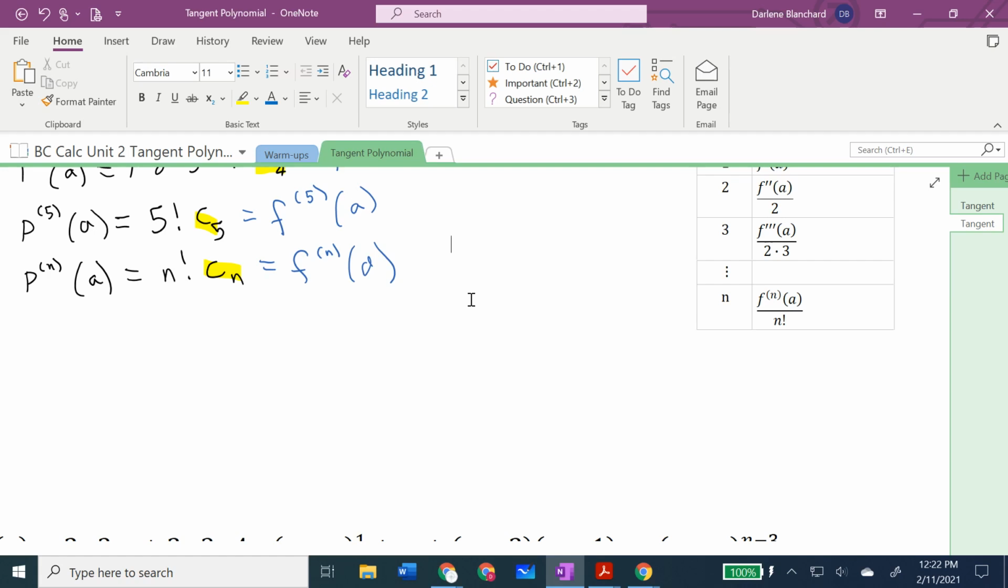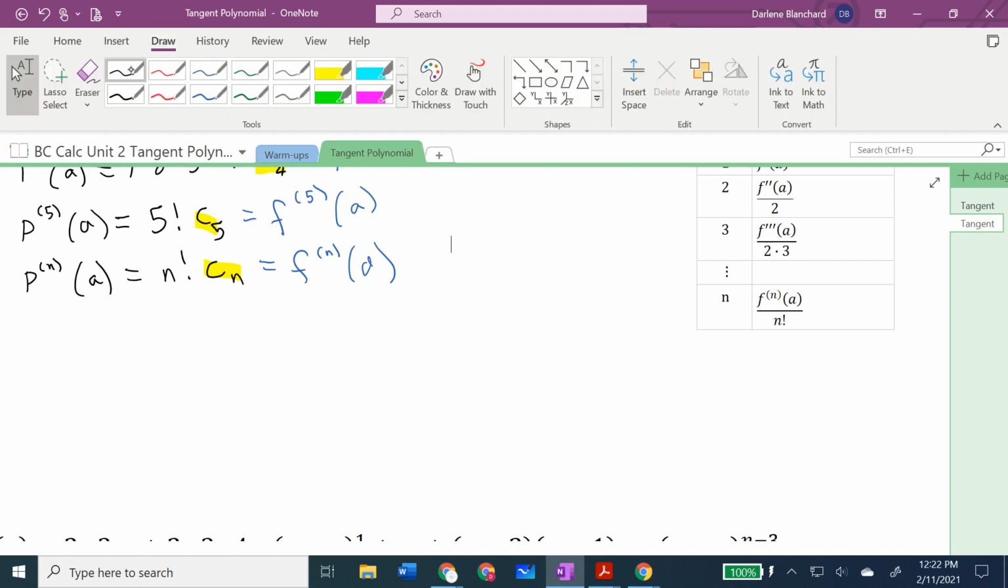And here we go. I want to first of all say that every single term of the polynomial is c sub n times x minus a to the n power. The first n is 0. And we can go as long as we want.